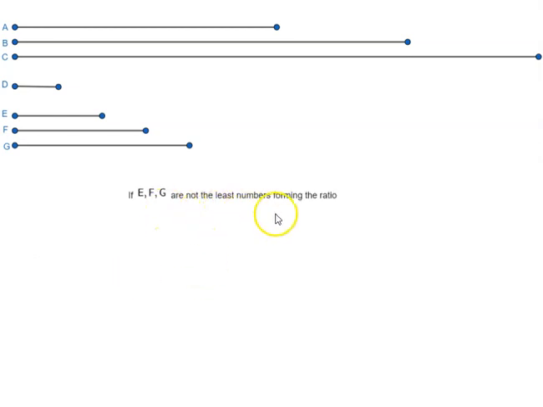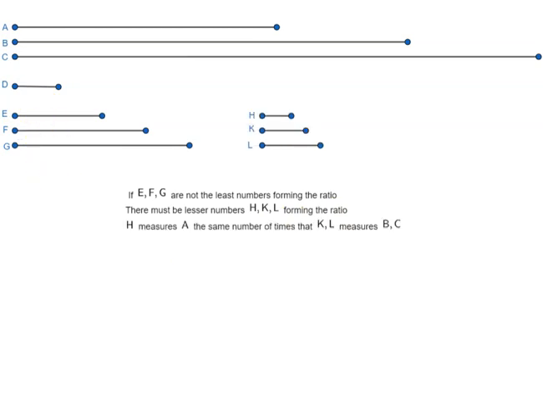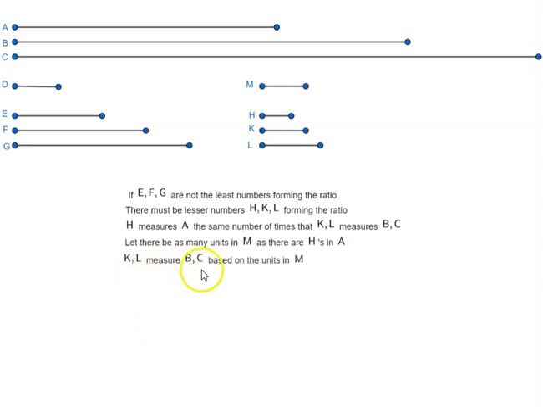if EFG are not the least numbers forming the ratio, then there must be lesser numbers HKL forming the ratio. So let me form those numbers HKL. H measures A. Since we are saying that these numbers form the same ratio, that means H measures A the same number of times that K and L measure B and C. Let there be as many units in M as there are H's in A. So since we have looked at H's in A, that means K and L measure B and C based on the units in M.